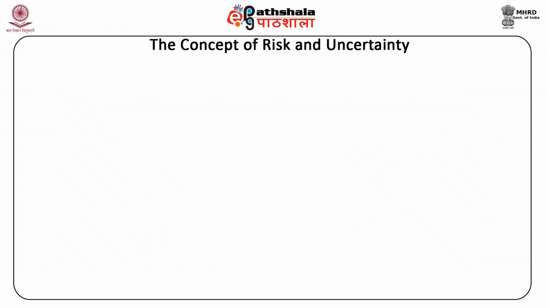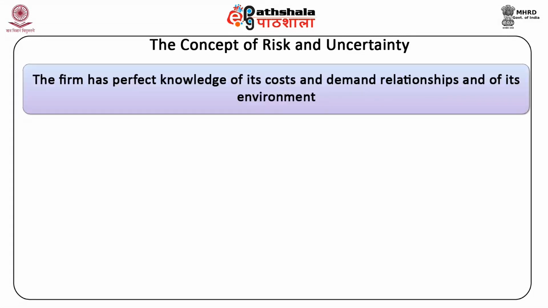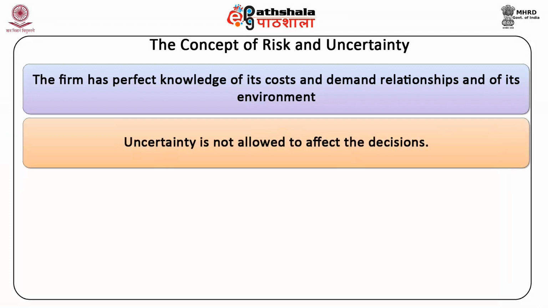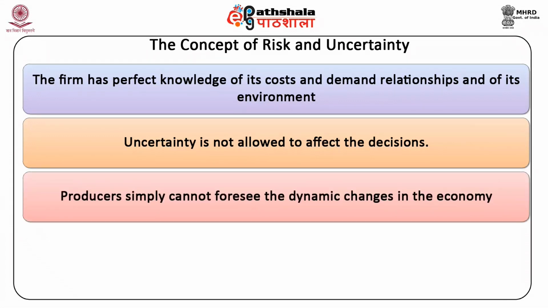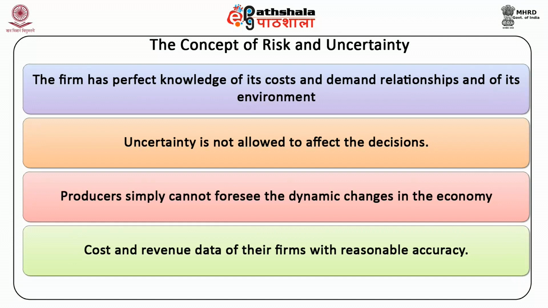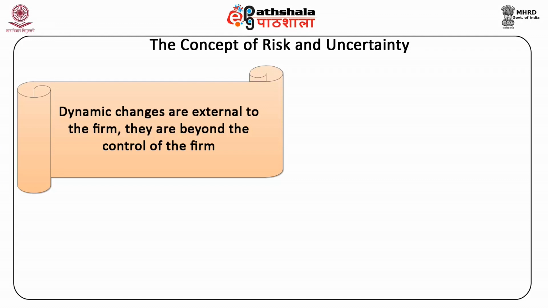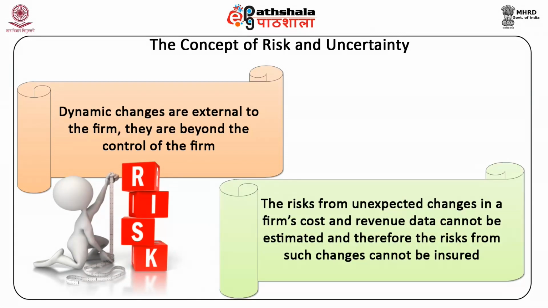Economic theory generally assumes that the firm has perfect knowledge of its costs and demand relationships and of its environment. Uncertainty is not allowed to affect the decisions. Uncertainty arises because producers simply cannot foresee the dynamic changes in the economy and hence cost and revenue data of their firms with reasonable accuracy. Dynamic changes are external to the firm, they are beyond the control of the firm. The result is that the risks from unexpected changes in a firm's cost and revenue data cannot be estimated, and therefore the risks from such changes cannot be insured.